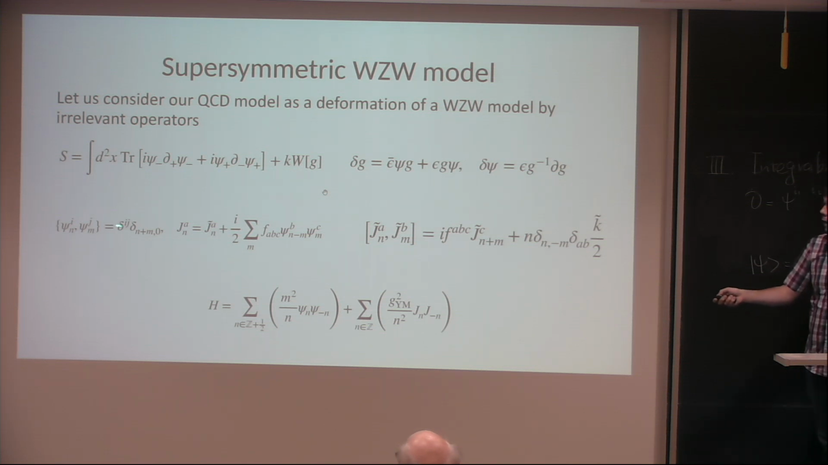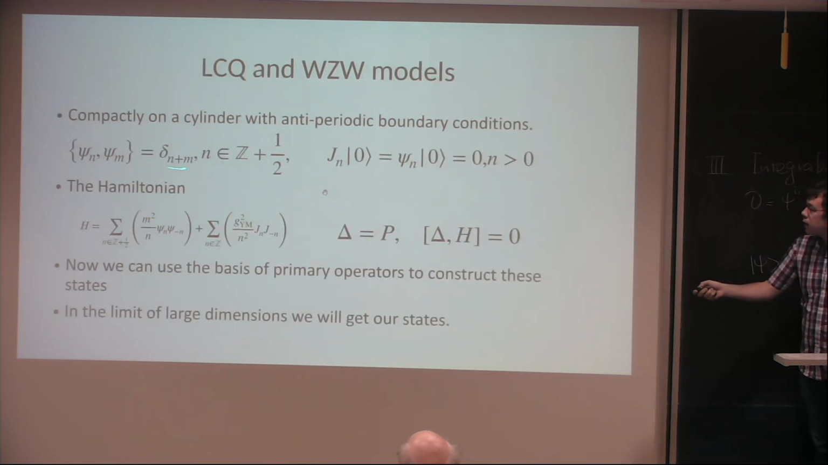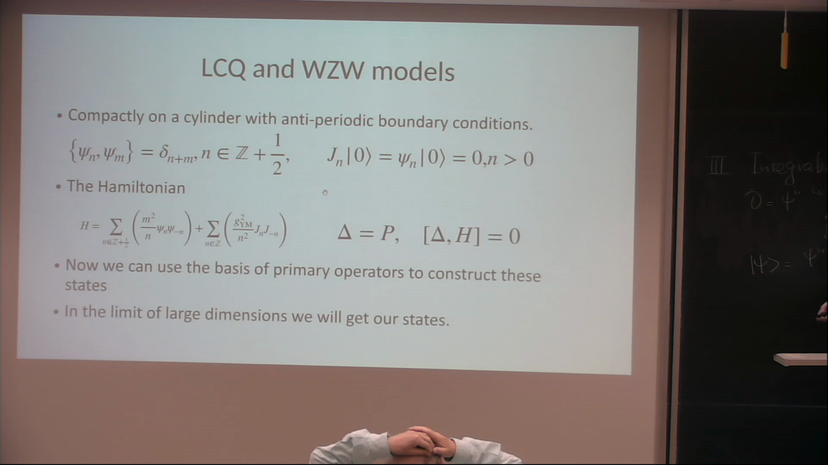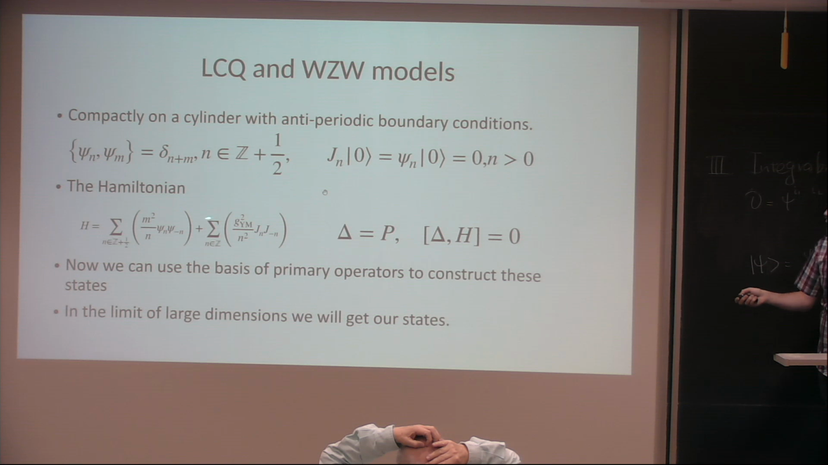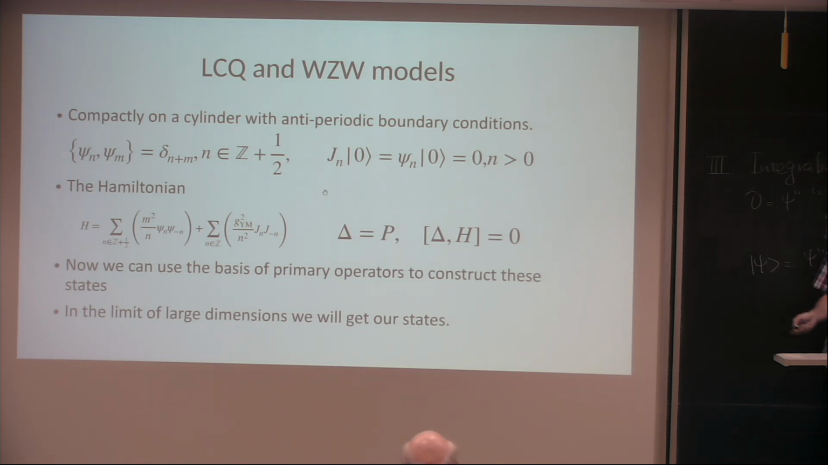Namely, we have again operators psi_n, psi_m, operators J^a_n, like this one. We have a vacuum state that is annihilated by all operators with negative momentum, for n less than or equal. And our DLCQ Hamiltonian is just this Hamiltonian that acts in the following Hilbert space. So in some sense, DLCQ is Hamiltonian truncation, introduced by Maldacena for the Wess-Zumino-Witten model, but the Hamiltonian has the following form. And by taking the limit of large dimension, we should reproduce the results of the LCQ.